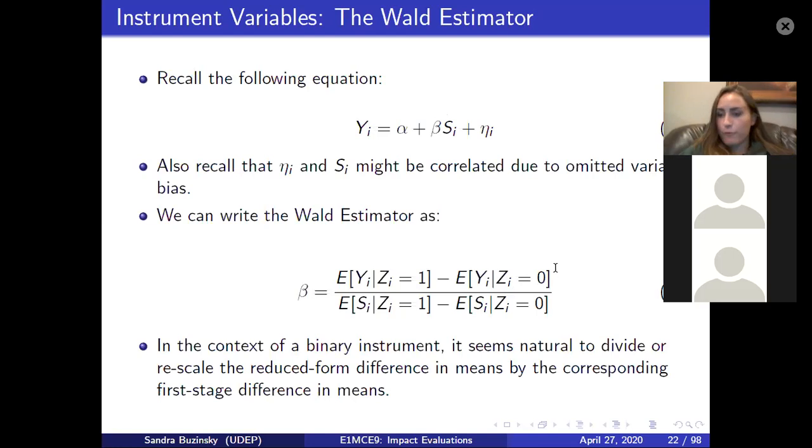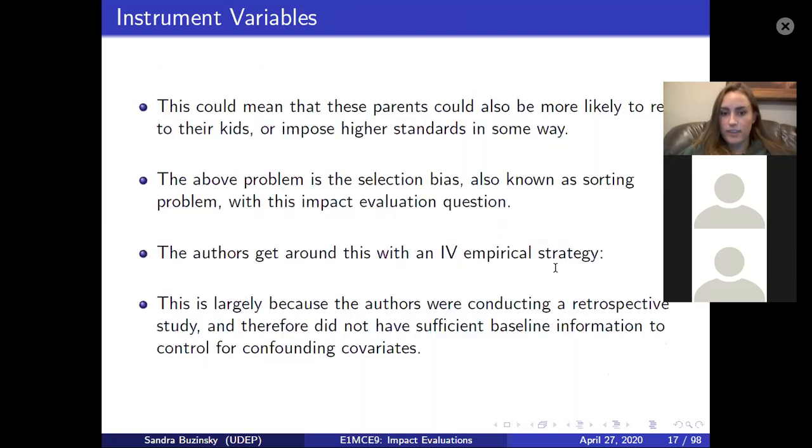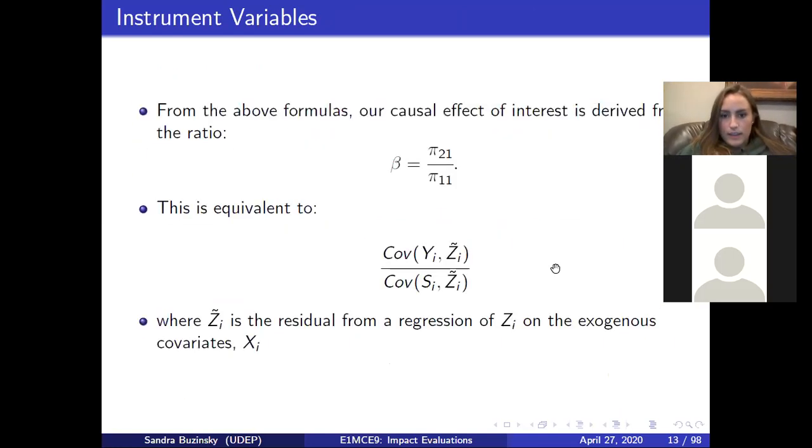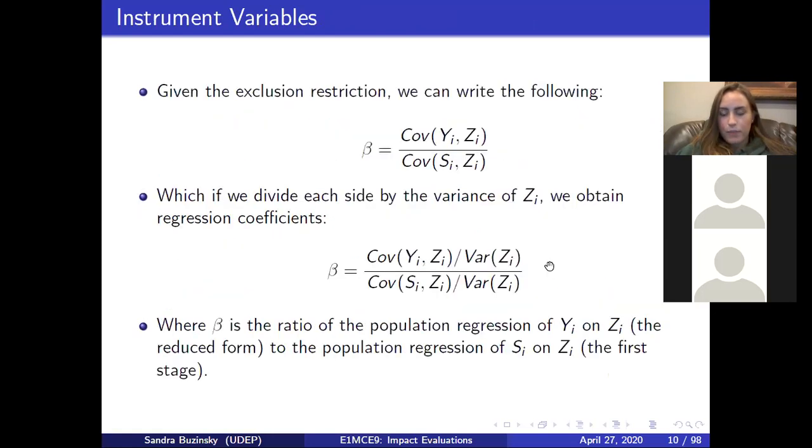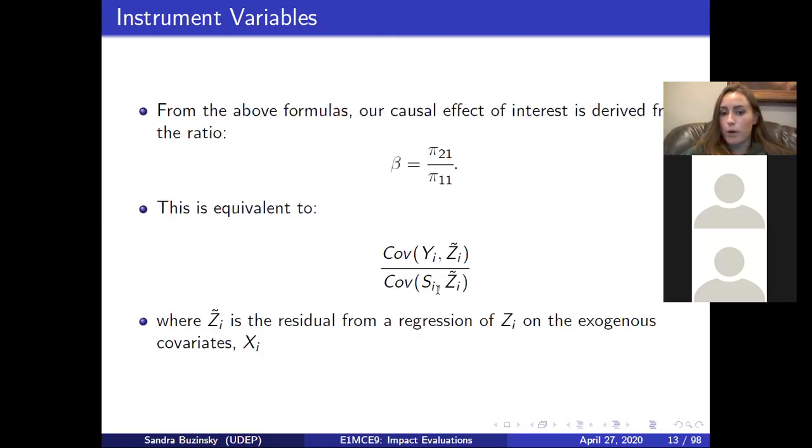If we had a continuous zi, it would look like this, right? Then we just have the covariance between yi and zi, divided by the covariance between di and zi, because then we have all of our data on both points. But if we do have a discrete zi, we can use the Wald.